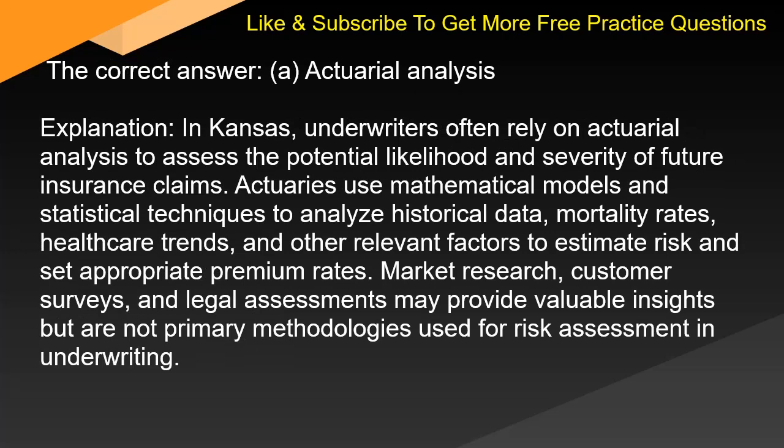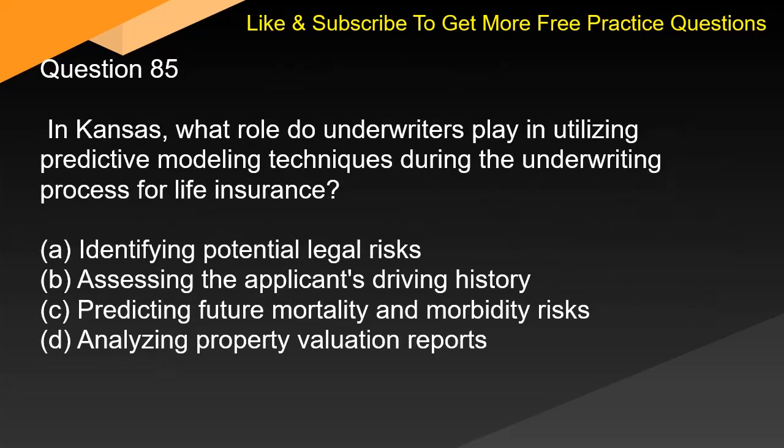The correct answer, A. Actuarial analysis. Explanation. In Kansas, underwriters often rely on actuarial analysis to assess the potential likelihood and severity of future insurance claims. Actuaries use mathematical models and statistical techniques to analyze historical data, mortality rates, healthcare trends, and other relevant factors to estimate risk and set appropriate premium rates. Market research, customer surveys, and legal assessments may provide valuable insights but are not primary methodologies used for risk assessment in underwriting.